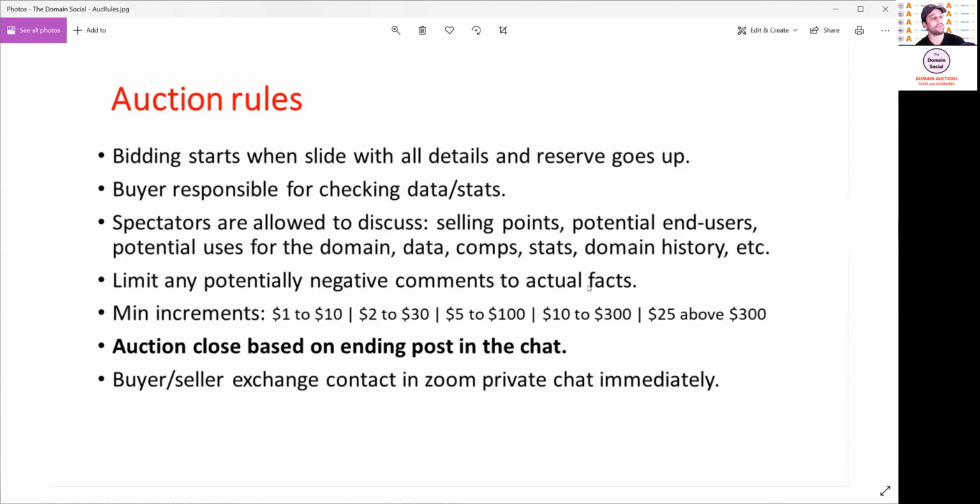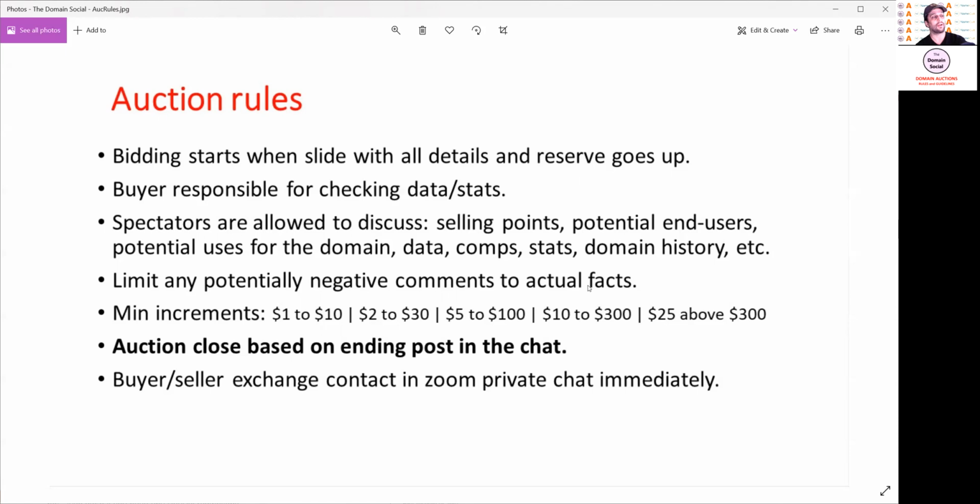So during the auction, the minimum increments to bid are as follows. The current bid is $10. Under $10, you can bid minimum increments of $1. Between $10 and $30, it's $2 increments. Between $30 and $100, it's $5 increments. And then beyond $100, it's $10 increments up to $300. It's rare, but it does happen: once the bidding gets above $300, the minimum increments are $25.